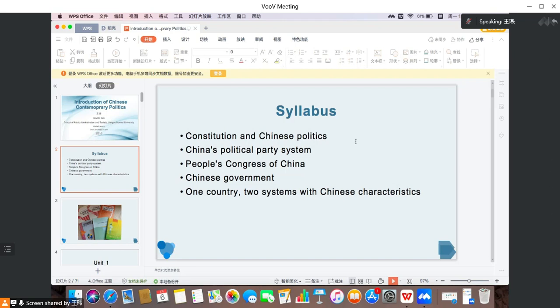Okay. And the third one, this term, I want to share about the People's Congress of China. Then we should know more details about the deputies. And we know theoretically the people will elect their deputies, their representatives, right? And we will know more details about the election method.